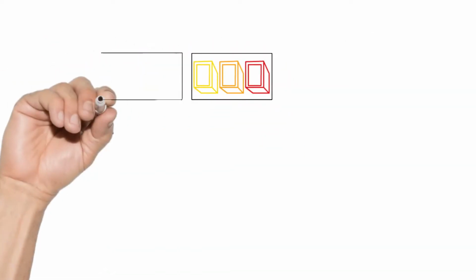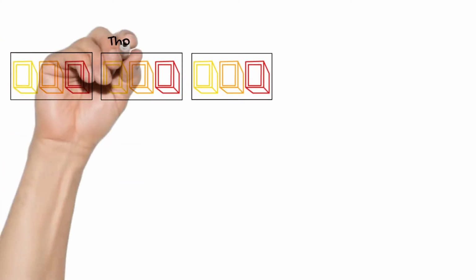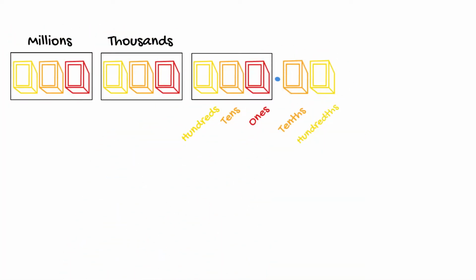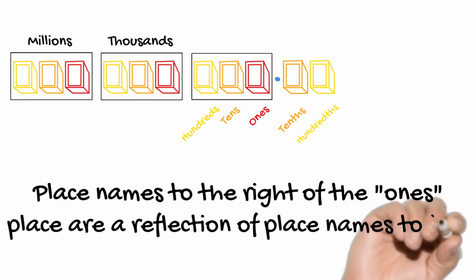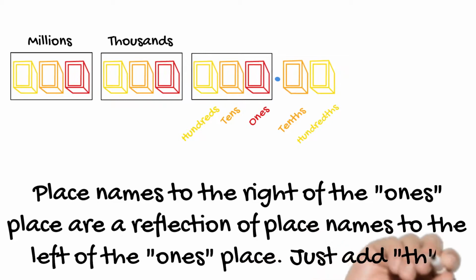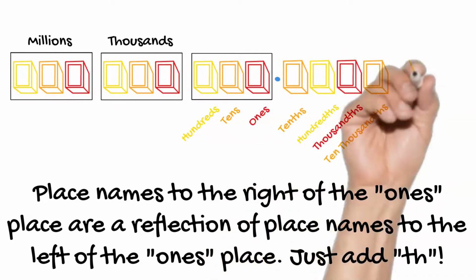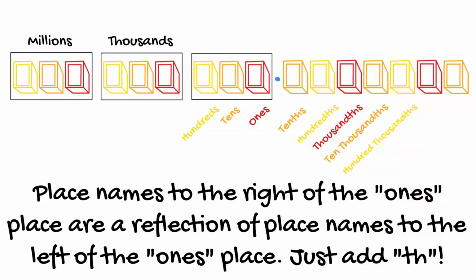Do you see the pattern? The names of our boxes are the same to the right of the ones box as they are to the left of the ones box, just heading in opposite directions. Don't worry, there are no tricks here. Next we have thousandths, 10,000ths, 100,000ths, and so on.